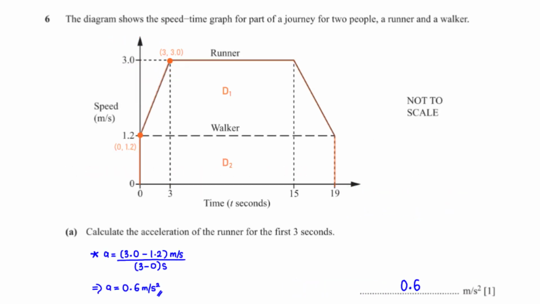The diagram shows the speed time graph for part of a journey for two people, a runner and a walker. Calculate the acceleration of the runner for the first 3 seconds. To get the acceleration, we simply need to find the slope of the runner's graph for the first 3 seconds. This gives us 3.0 minus 1.2 meters per second divided by 3 minus 0 seconds, which is equal to 0.6 meters per second squared.